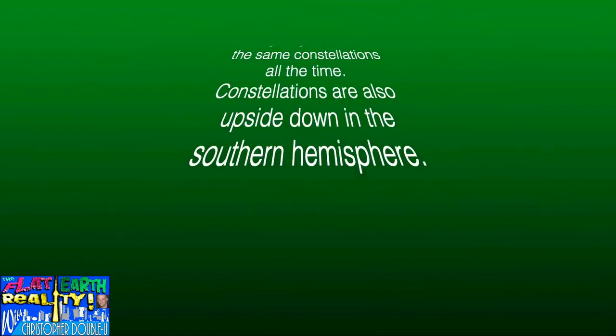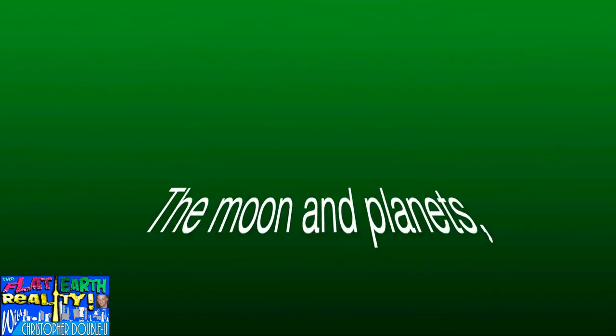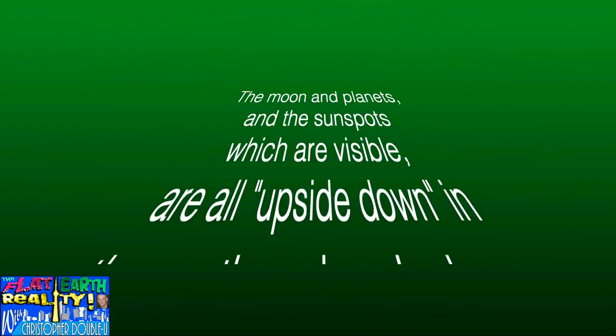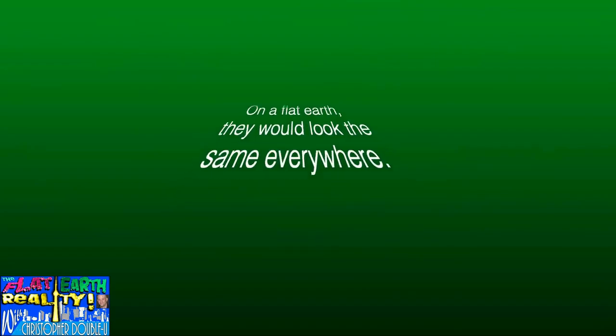Constellations are also upside down in the southern hemisphere. Orion is standing on his head in Australia. The moon and planets and the sunspots that are visible are all upside down in the southern hemisphere. On a flat Earth, they would look the same everywhere.